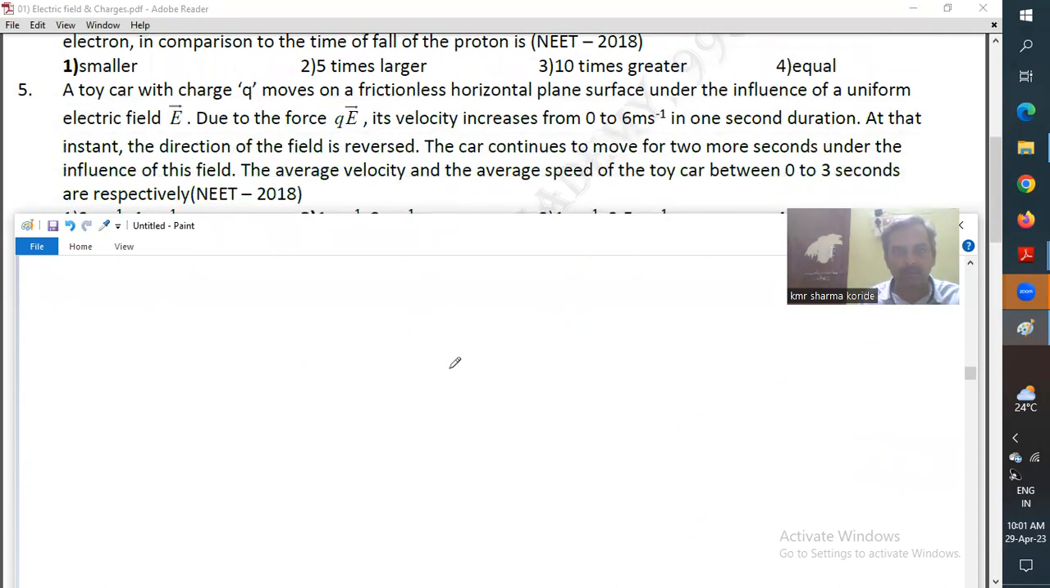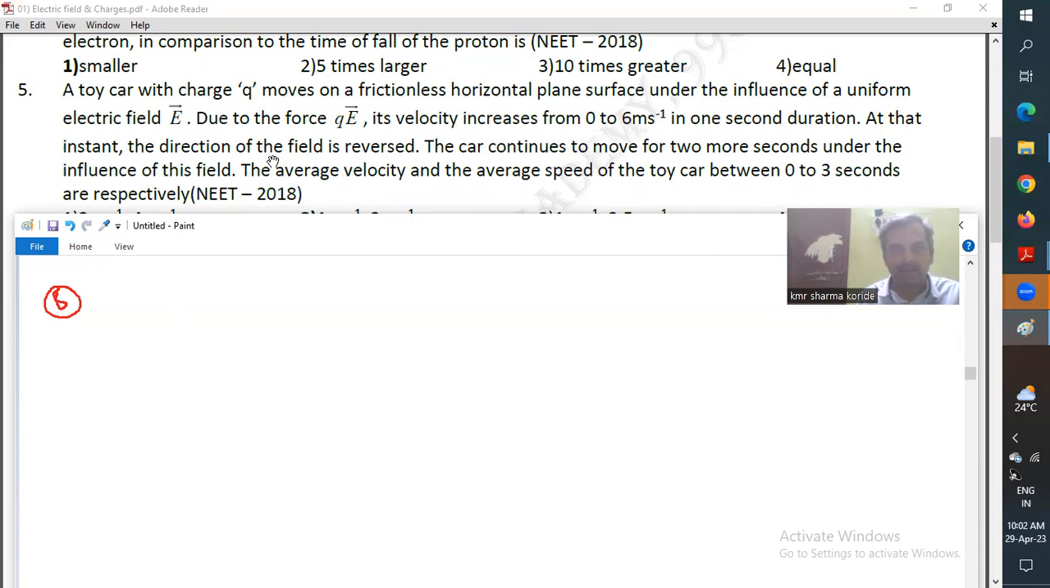Now, question number 5. This is given in 18 also. A toy car with a charge Q moves on a frictionless horizontal plane surface under the influence of a uniform electric field capital E. Due to the force QE, its velocity increases from 0 to 6 meters per second in 1 second duration. At that instant, the direction of the field is reversed. The car continues to move for 2 more seconds under the influence of this field. So we need to find out average velocity and average speed of the car between 0 to 3 seconds.